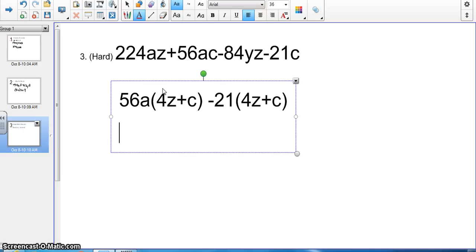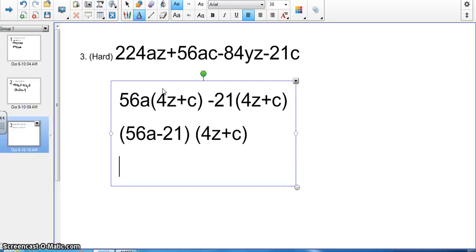Okay, after that, you combine those terms, minus 21 and 4z plus c. But the first term has a 7 in common, so you need to take a 7 out, and you're left with 8a minus 3. And then you have 4z plus c left over. That's all.